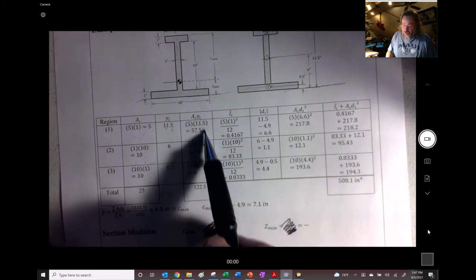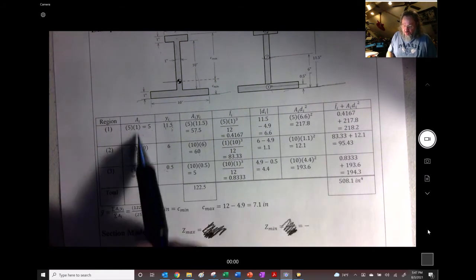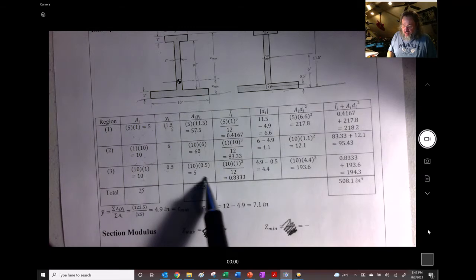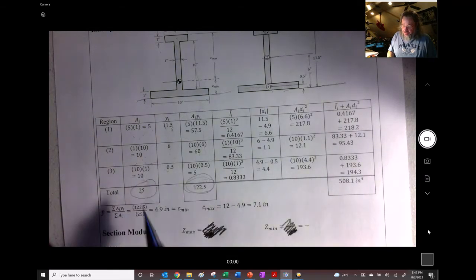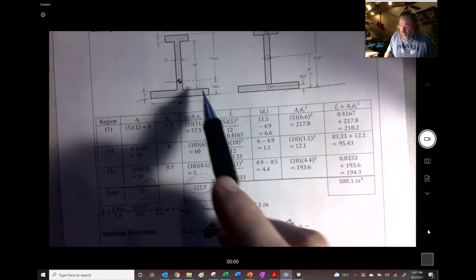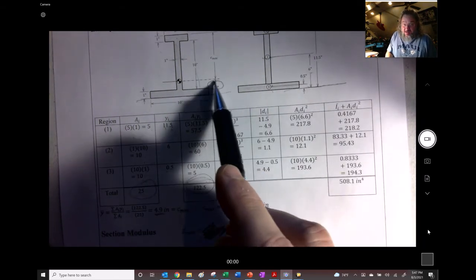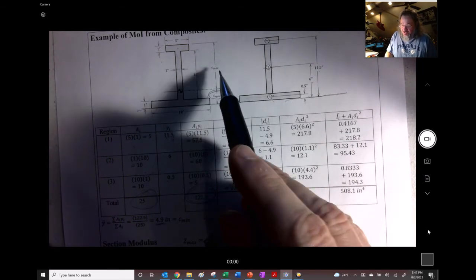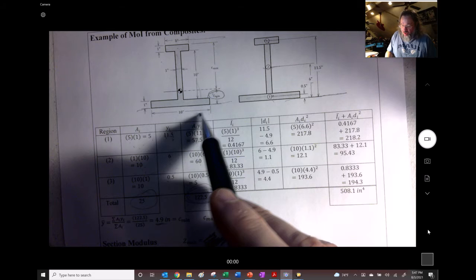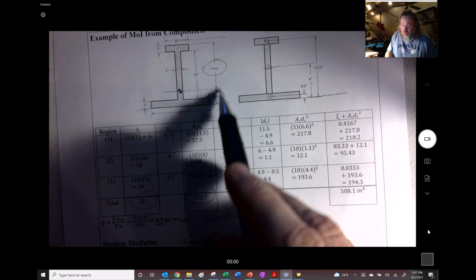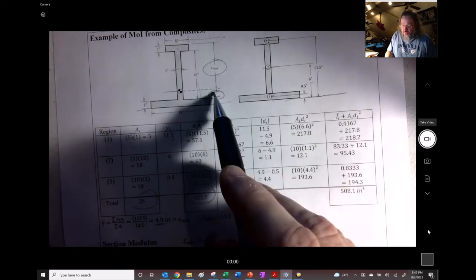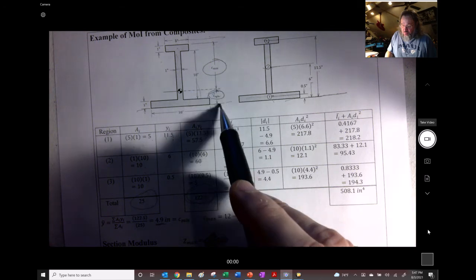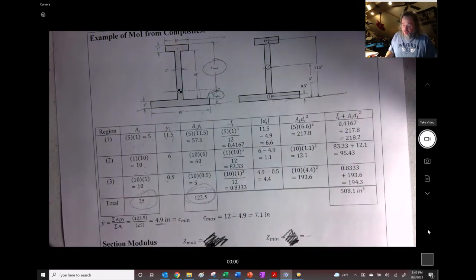And then you sum them all up, and you sum up the areas, and you divide this by this, and what we find is the centroid, or the distance, and that's going to be this right here. That's going to be the c. In this case, we'll call that c min because this is the smaller distance. The c max is going to be the overall height minus the c min. So this is the further distance away from the neutral axis. This is the small one for this cross section.